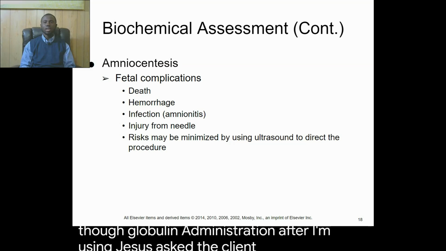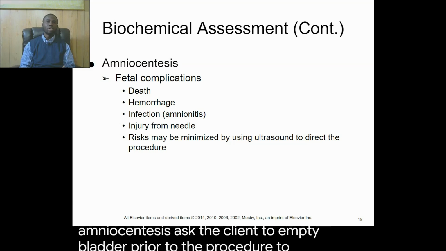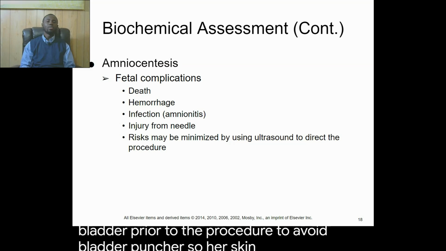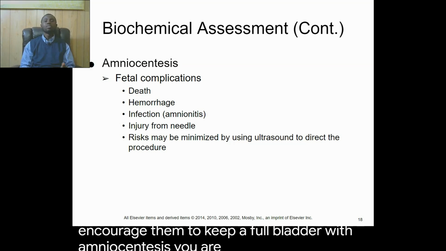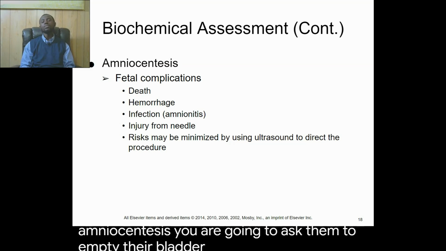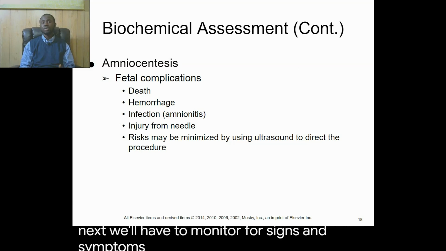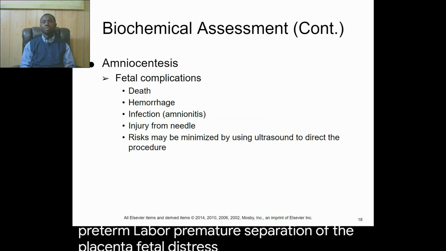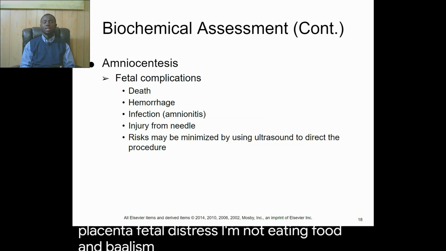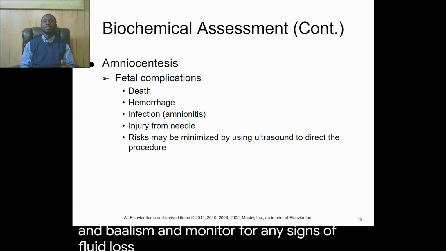Ask the client to empty the bladder prior to the procedure to avoid bladder puncture. So whereas in ultrasound you encourage them to keep a full bladder, with amniocentesis you are going to ask them to empty their bladder. After the procedure, the nurse will have to monitor for signs and symptoms of hemorrhage, signs of preterm labor, premature separation of the placenta, fetal distress, amniotic fluid embolism, and monitor for any signs of fluid loss in the immediate post-procedure time.